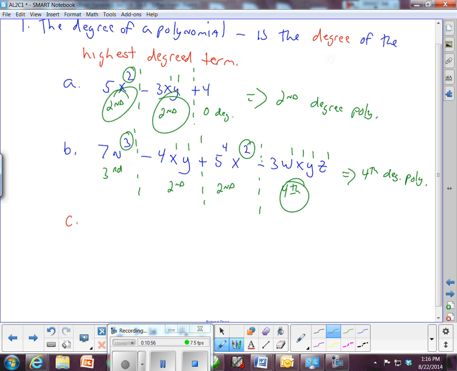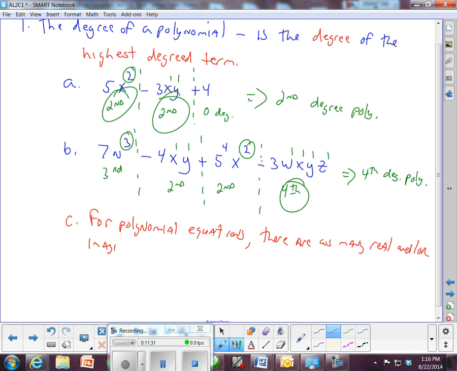I want you to write in red underneath, and again, I'll bring this up constantly throughout the course: for polynomial equations, there are as many real and or imaginary solutions as the degree.